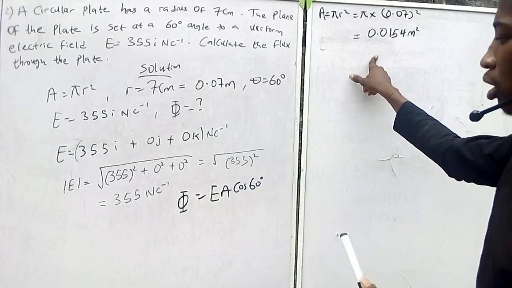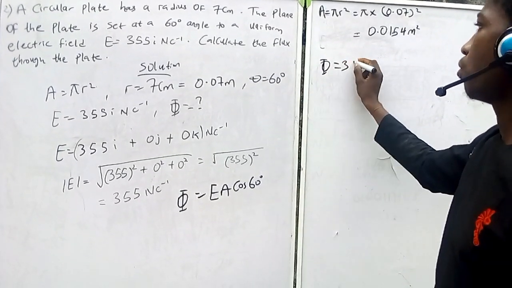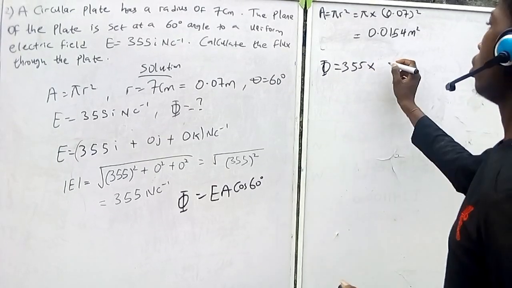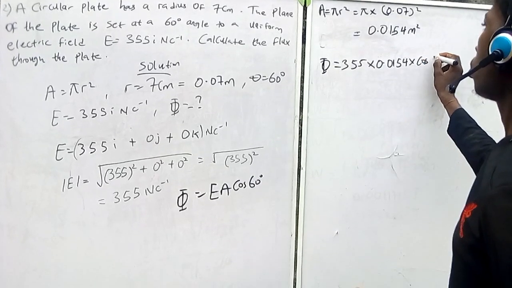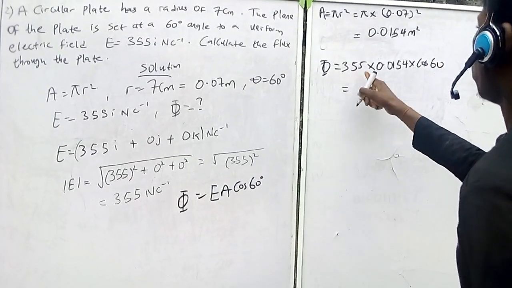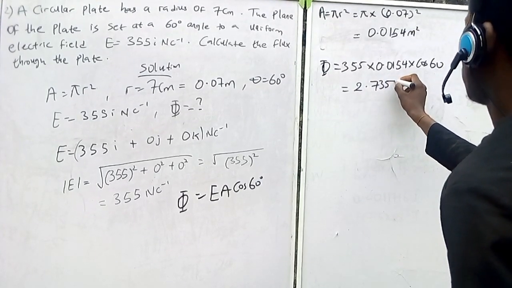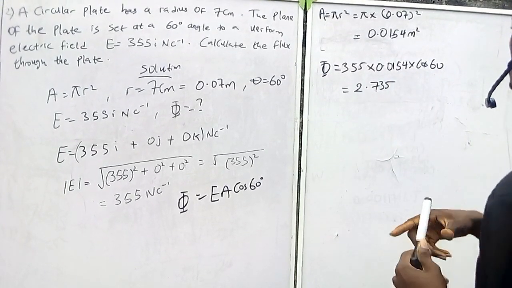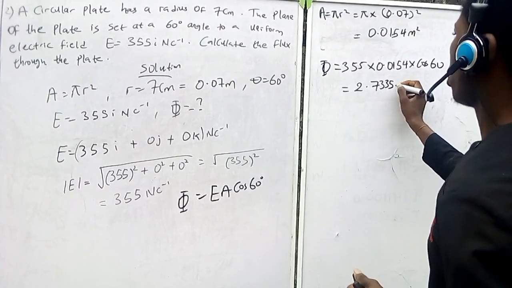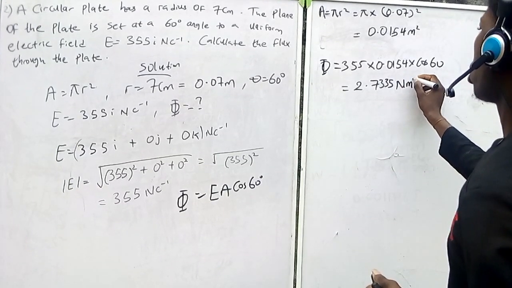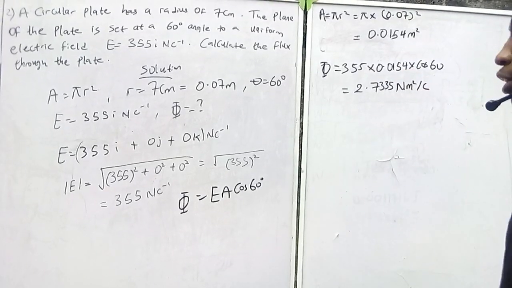So putting this area into this, we have that flux is equal to electric field, which is 355, times our area 0.0154, multiplied by cos 60, and everything should give you 2.735, right? Am I correct? 2.7335 Newton meter squared per coulomb. And this is your final answer of electric flux.